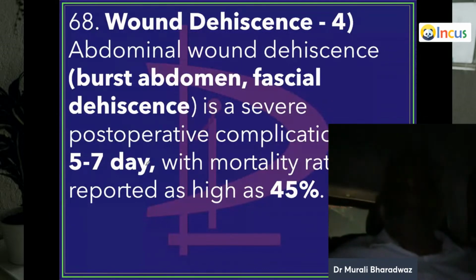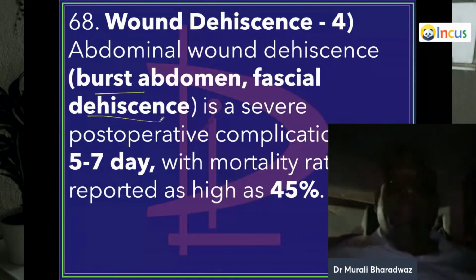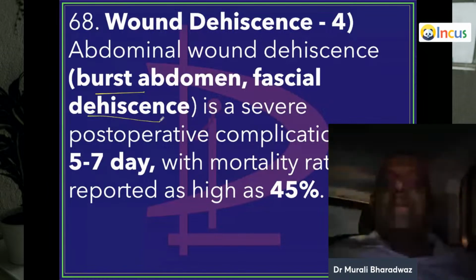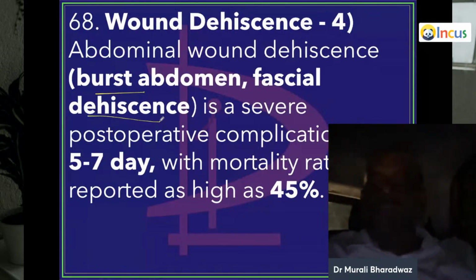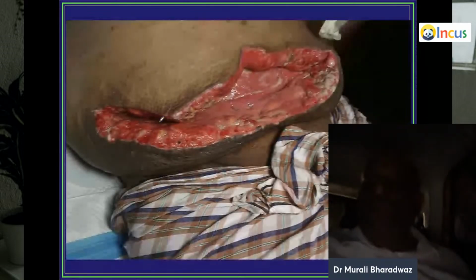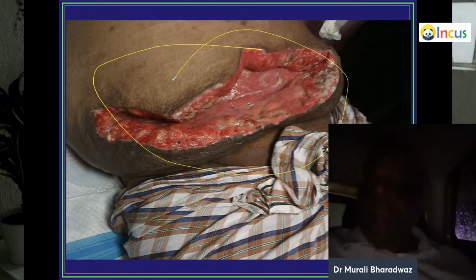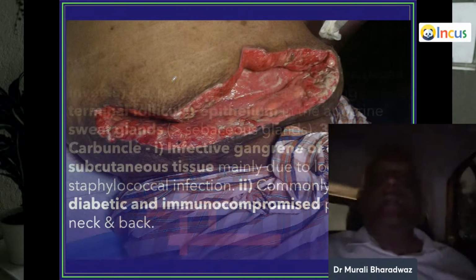Abdominal wound dehiscence. There are two types: burst abdomen and facial dehiscence. It is a severe post-operative complication which occurs on the 5th to 7th day, and it has a mortality rate of as much as 45%, as you can see. And this is an example of a classical wound dehiscence, which is what you need to remember.